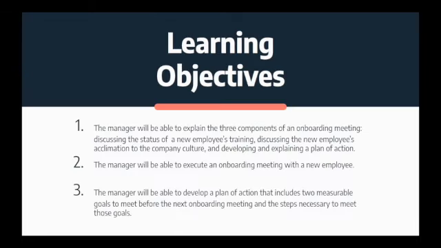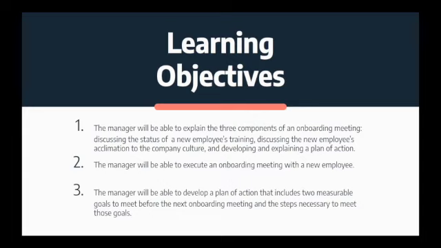There are 3 goals the managers need to achieve by the end of the workshop in order to ensure the success of every onboarding meeting they will have in the future. The first objective is the manager will be able to explain the 3 components of an onboarding meeting, discussing the status of a new employee's training, discussing the new employee's acclimation to the company culture, and developing and explaining a plan of action.